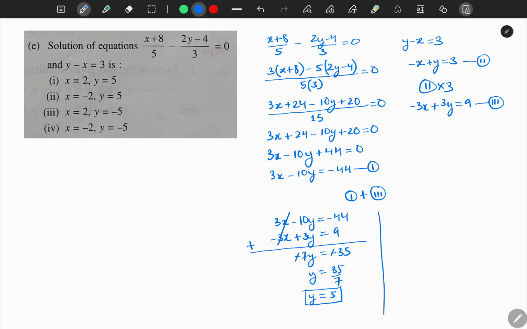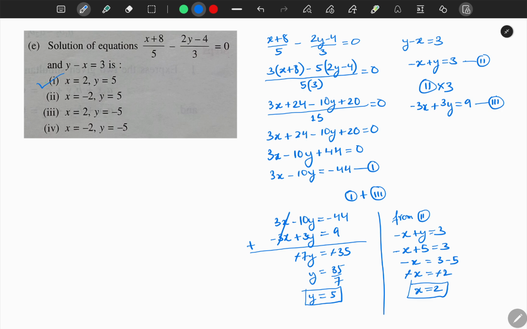Now if I want the value of x, I'll substitute this value in any of the above equations, that is equation 1, 2 or 3. I'll substitute in equation 2. I'll say from equation 2, that is minus x plus y equals 3. I'll substitute the value of y. So minus x plus 5 equals 3. 5 is in addition here, goes there in subtraction. Minus x equals 3 minus 5. Minus x equals 3 minus 5 is minus 2. Minus minus cancel. So x equals 2. x equals 2 and y equals 5. That is my option number 1.